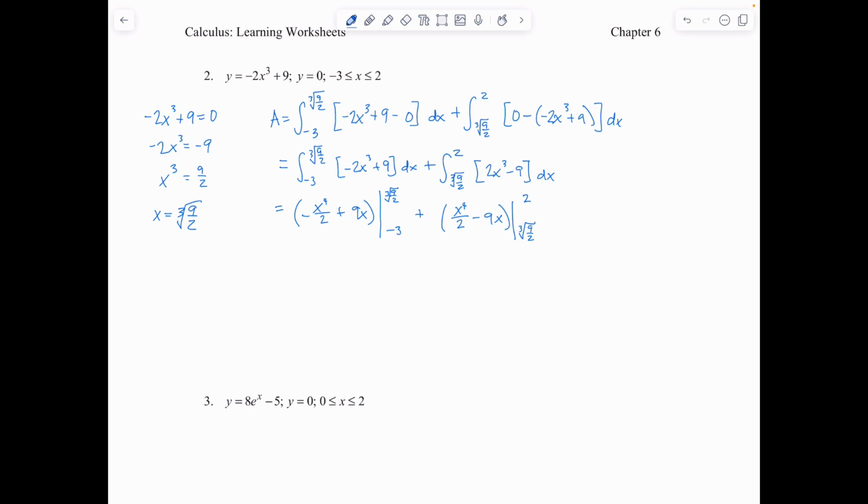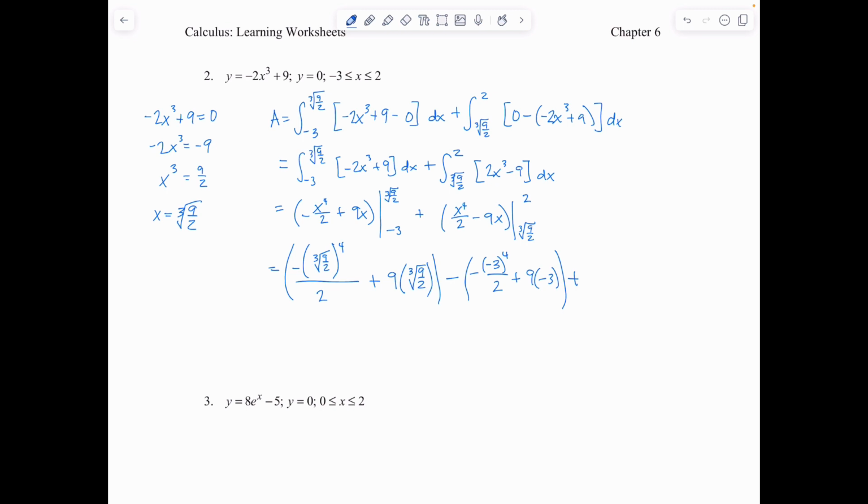Once we evaluate, then we've got negative cube root of 9 over 2 to the 4th over 2 plus 9 times the cube root of 9 over 2. And that is minus negative 3 to the 4th over 2 plus 9 times negative 3. And then we add the second one.